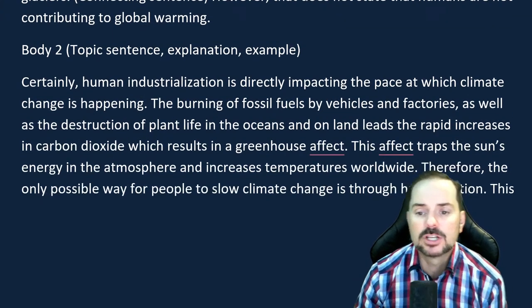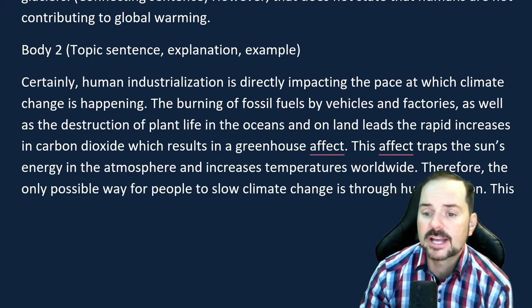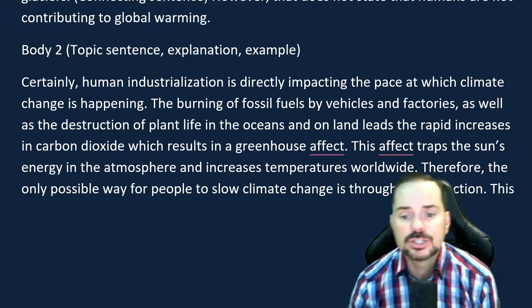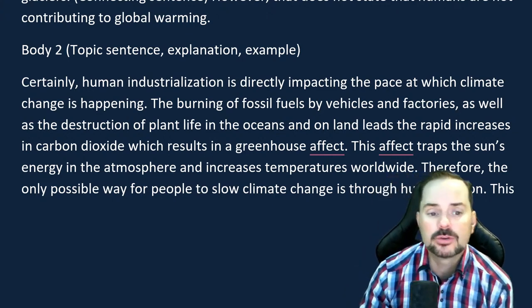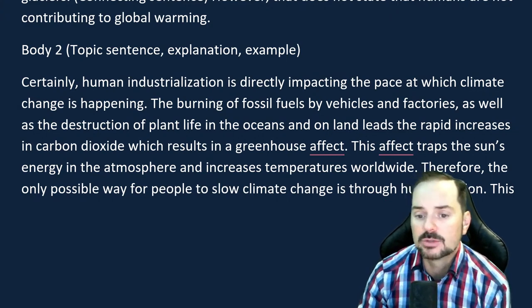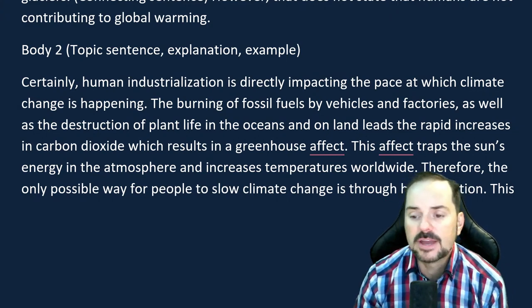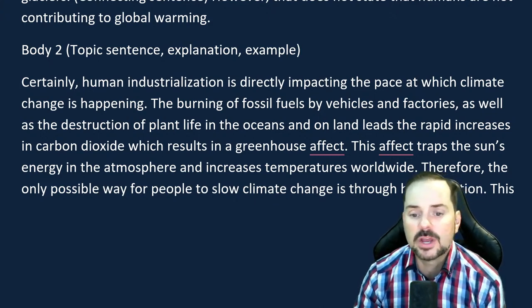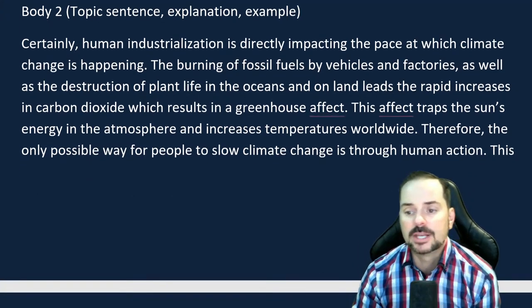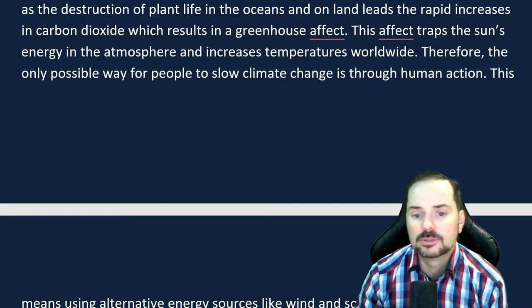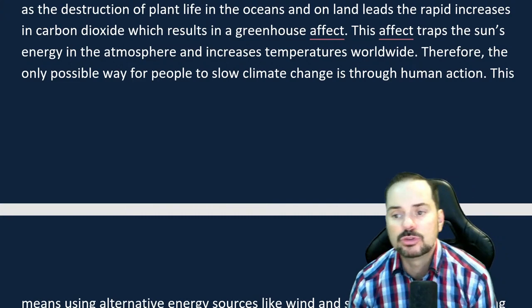The burning of fossil fuels by vehicles and factories, as well as the destruction of plant life in the oceans and on land, leads to rapid increases in carbon dioxide, which result in a greenhouse effect. This effect traps the sun's energy in the atmosphere and increases temperatures worldwide. Therefore, the only possible way for people to slow climate change is through human action.